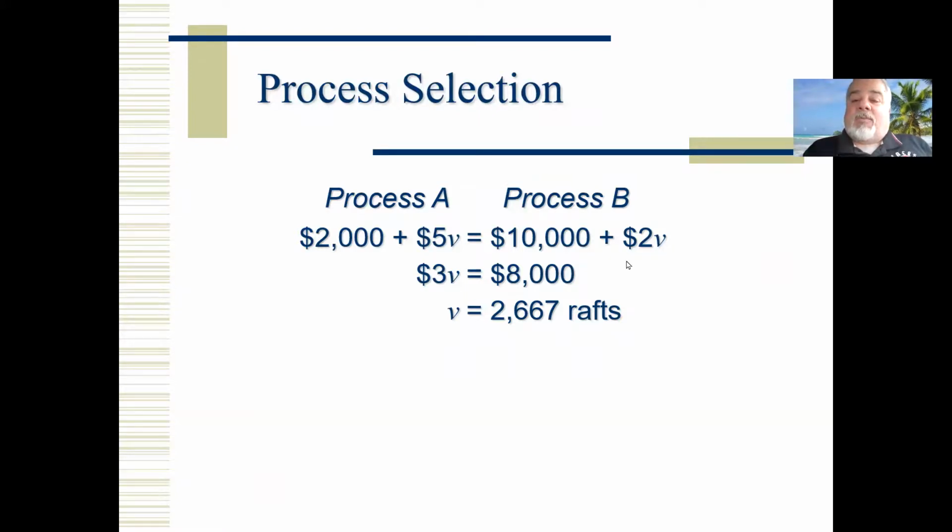You can make a lot more money making them for $2 rather than making them for $5. There's a problem though. In order to do that, you've got to spend $10,000, or $8,000 more than you would spend for this other process. $8,000 difference. So if you solve for the volume, you solve for V in this equation, you see I've got $8,000 difference in my setup costs, in my fixed costs. I solve for volume, I need to sell 2,667 rafts.